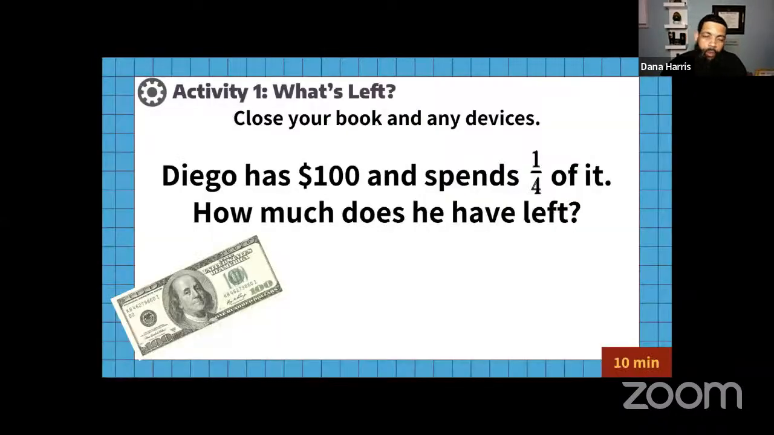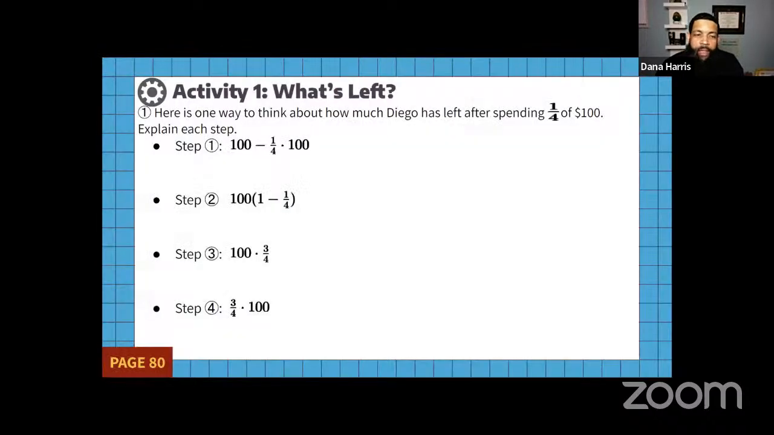So I want you to imagine a scenario where a person has $100 and they spend 1/4 of it. How much do they have left? Well, $100 is 100 cents. I'm sorry, not 100 cents. I'm tripping. That's a dollar. But for $100, 1/4 of it is $25. And so they would have $75 left.